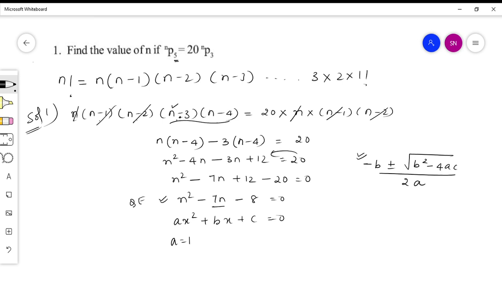So which means I have a is equal to 1. Coefficient of x square is what? Here in the place of x square I have n square. So therefore coefficient a is 1. Coefficient of b here is what? Is minus 7. Correct? No. Here I have x value, but here I have n value.